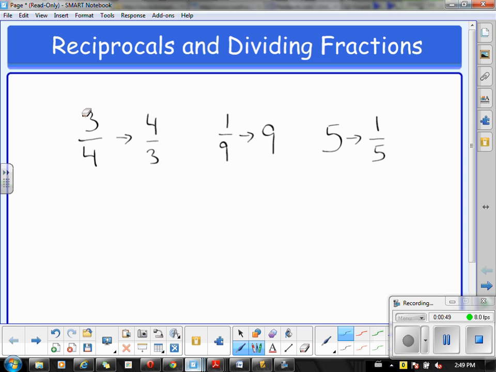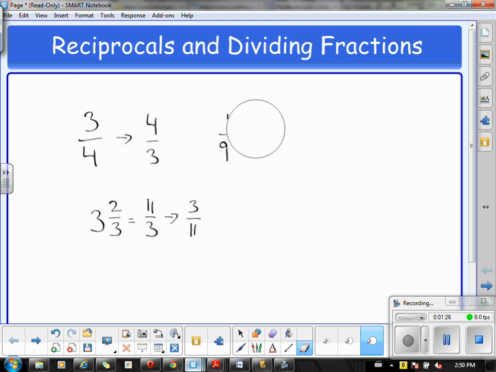Be careful though if you have a mixed number. If I have the mixed number 3 2/3 and I want to write the reciprocal of it, first I need to turn 3 2/3 into an improper fraction. 3 times 3 is 9, plus 2 is 11/3, and the reciprocal of 11/3 is 3/11. So you have to keep the word reciprocal and how to make reciprocals in the back of your head while we are dividing fractions.